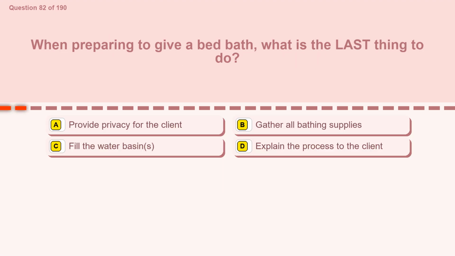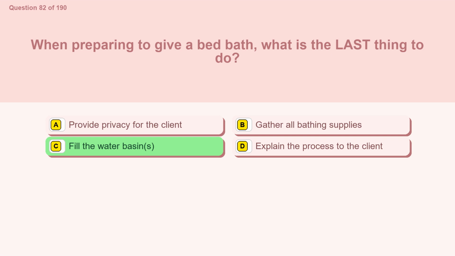Question 82. When preparing to give a bed bath, what is the last thing to do? Option A, provide privacy for the client. Option B, gather all bathing supplies. Option C, fill the water basin. Option D, explain the process to the client.